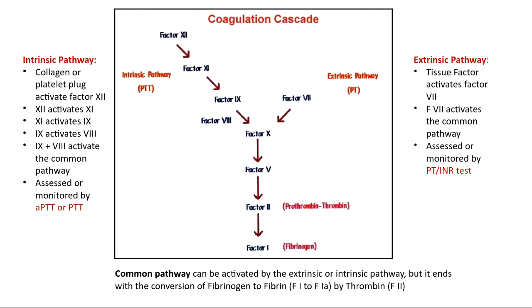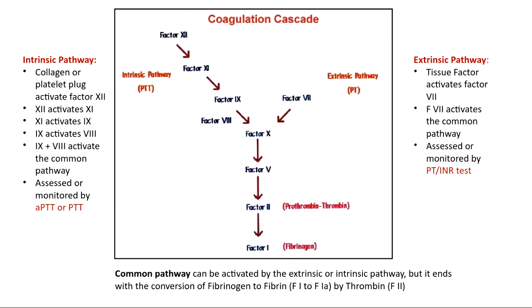That's the extrinsic pathway. So how do we know if these pathways are working okay, or the factors involved in these different pathways are working okay? Well, we can run the PTT. And whenever we're running the PTT, then we are monitoring, we're assessing the function of the factors involved in the intrinsic pathway, that is 12, 11, 9 plus 8, 10, 5, 2, and 1.